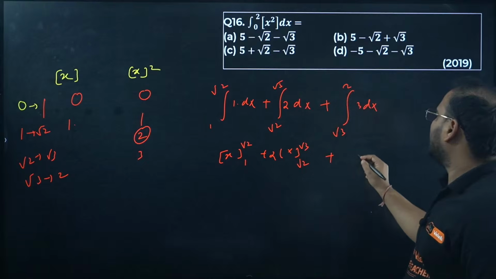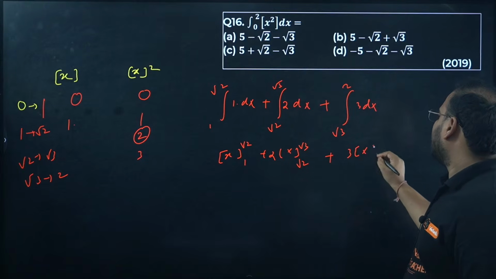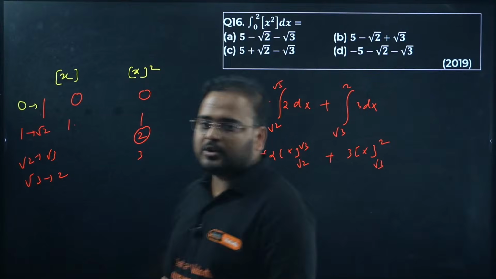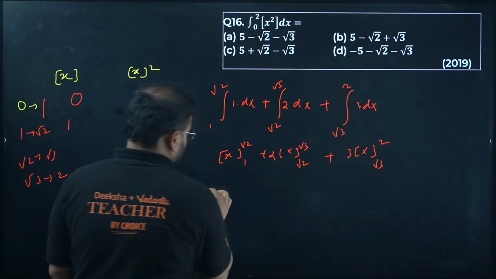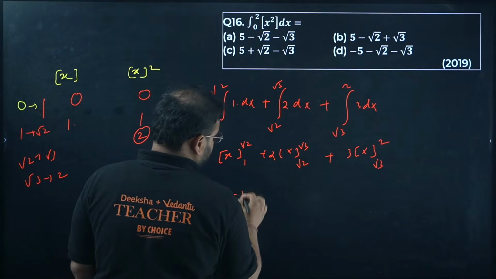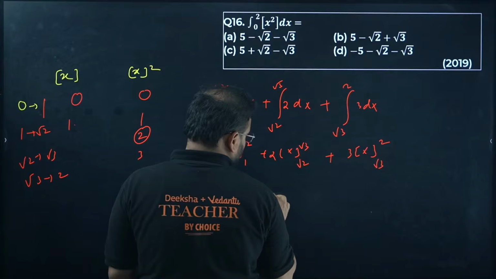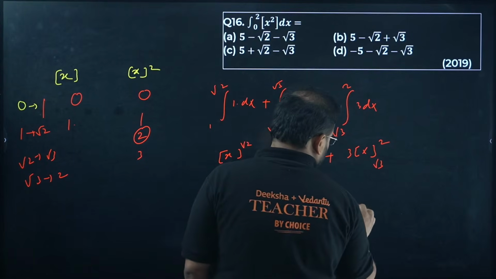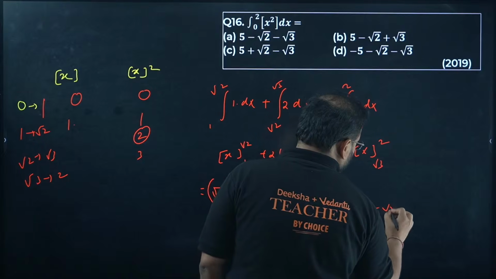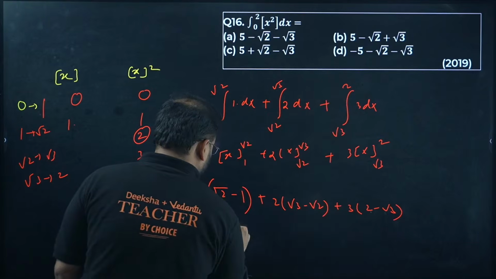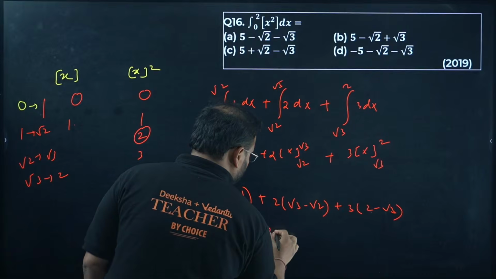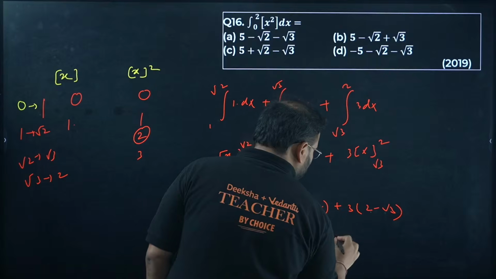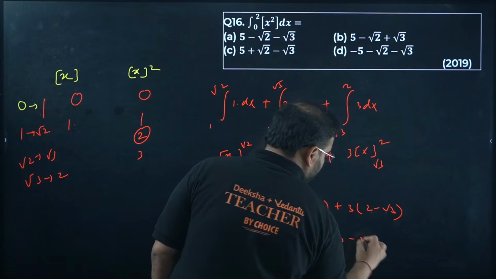And over here you're going to get what? 3 times of x from where to where? Root 3 to 2. Now substitute the upper limit, lower limit values. Getting here root 2 minus 1. You'll have over here twice of root 3 minus root 2 and thrice of 2 minus root 3. Check. Root 2 minus 1, 2 root 3 minus 2 root 2 plus 6 minus 3 root 3.